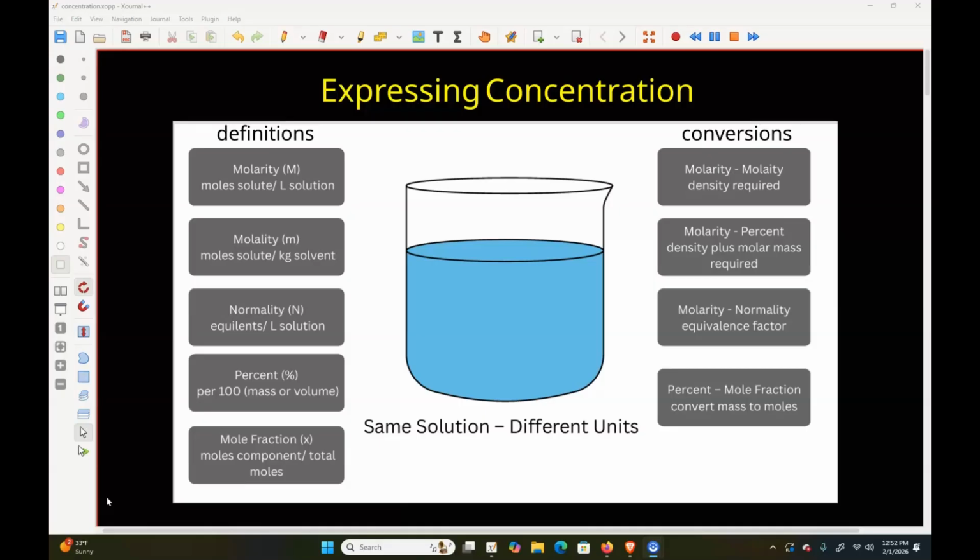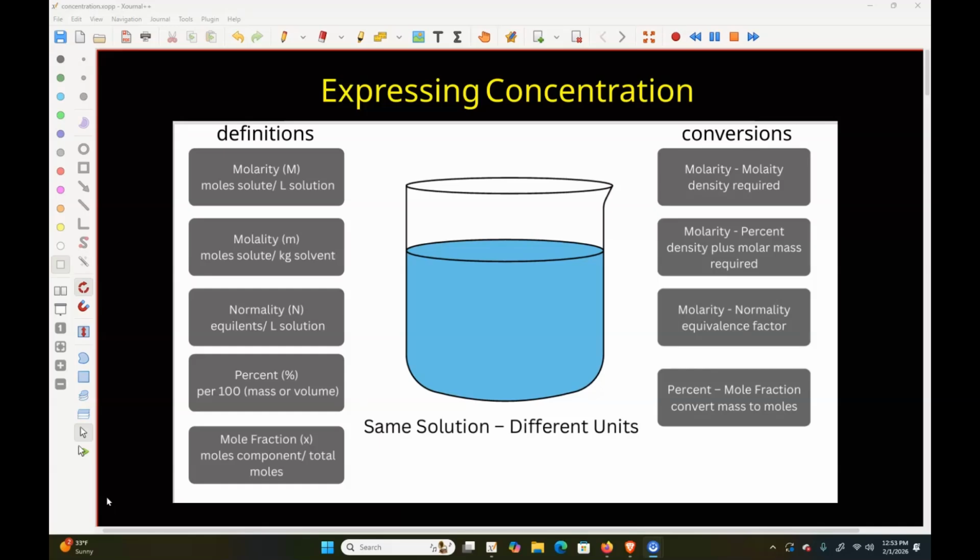Molarity, with a capital M, is the moles of solute per liter of solution. Molality, written with a small m, denotes the moles of solute per kilogram of solvent. Normality, with a capital N, is the number of equivalents per liter of solution. Think of equivalents for an acid as the number of H pluses that are available. And for a base, it's the number of OH negatives available.